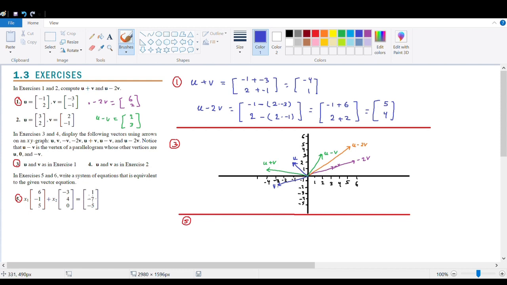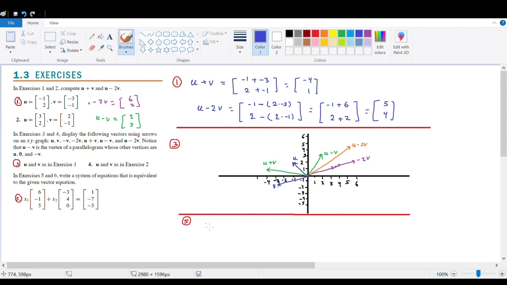In exercises 5 and 6, write a system of equations that is equivalent to the given vector equation. So here we have x1 multiplied by the vector 6, minus 1, 5, plus x2 multiplied by the vector minus 3, 4, 0. It is equal to 1, minus 7, minus 5. We need to rewrite this one as a system of equations. So multiply x1 by 6 plus x2 multiplied by minus 3 is equal 1.